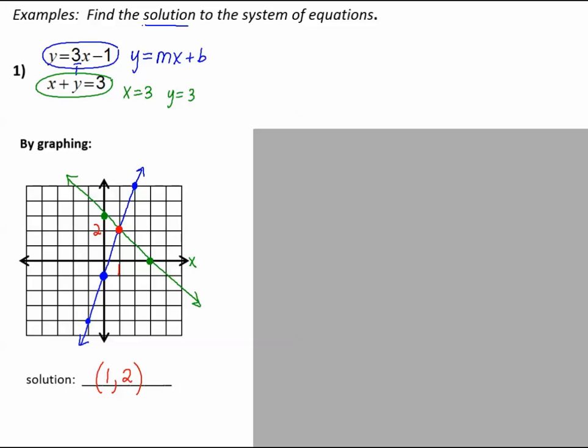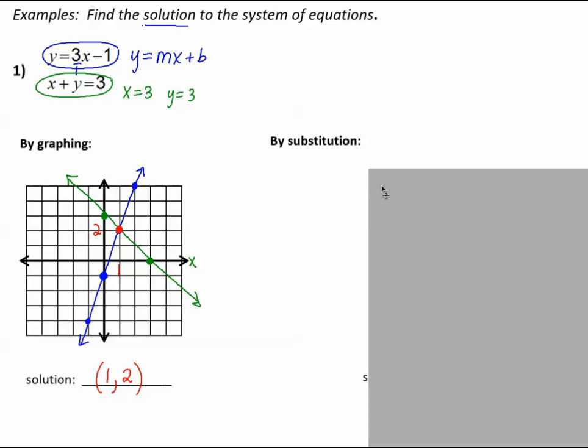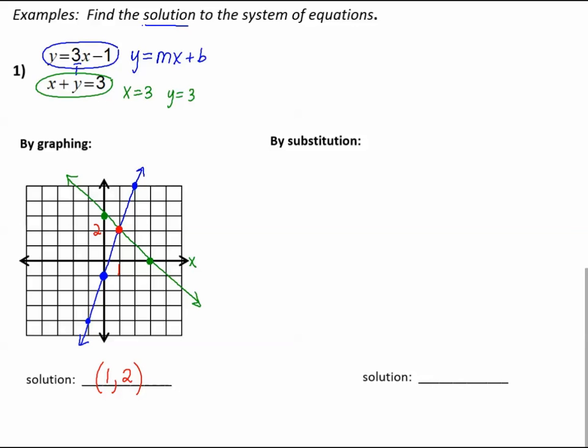Instead of having to graph it, we're going to use the substitution method. The substitution method is the way to solve the system algebraically. And remember that the solution will always be an ordered pair that contains an x and a y, and that it's the same x and y for both equations.